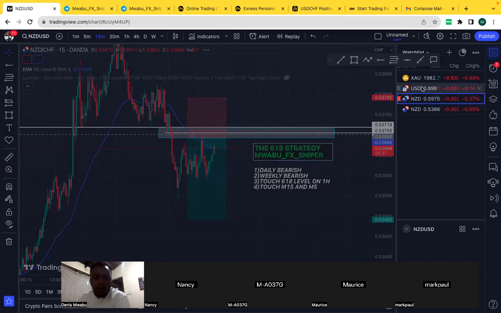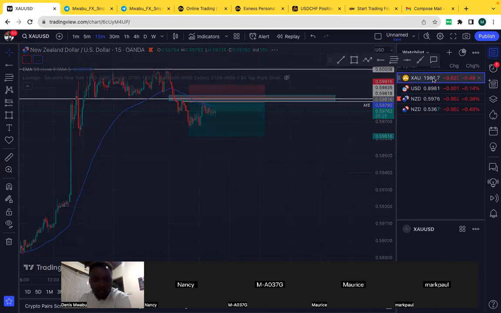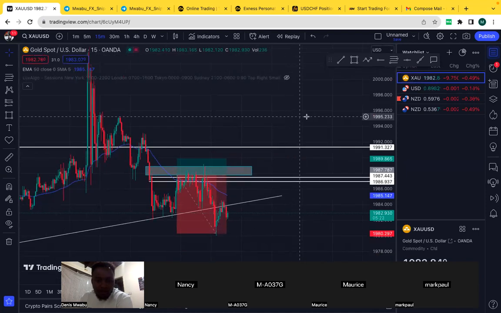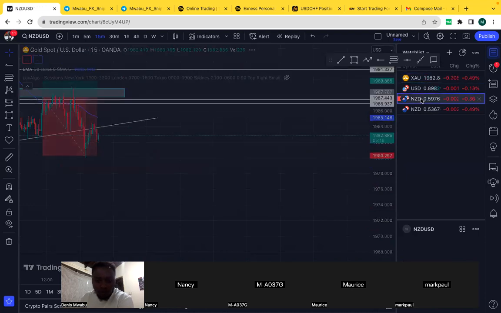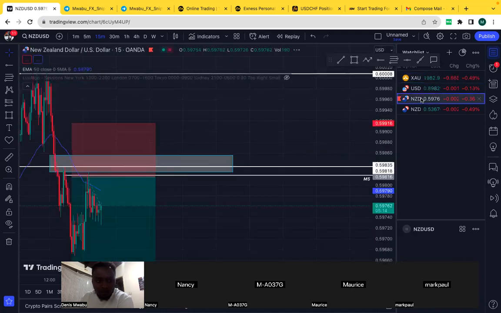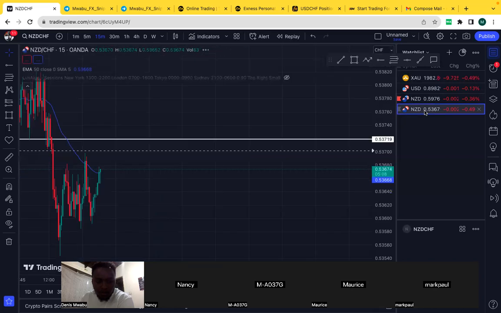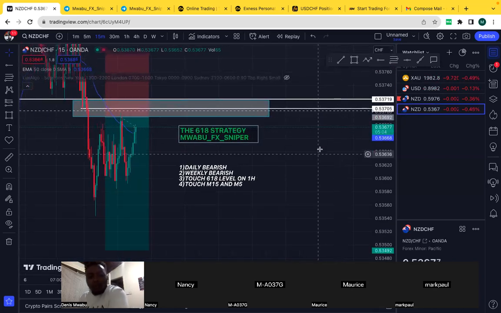Let me show you what I usually start with before I say I'm getting into a trade, before I say I am taking a trade. I'll just show you something here that you always want to confirm. I have written some notes for you here. Let's see on NZD. Where was this? It goes here. The 618 strategy by Mabu FX.